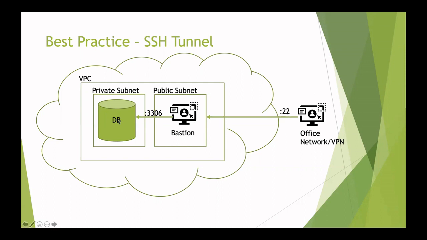And then for the database, you need to have another security group or a firewall that lets access only the bastion via this port 3306. Okay, so you don't allow the database to be accessed via 3306 by anyone in the office network, right? You don't do that. You allow only the bastion to connect to the database. So in that way, it's very much secure.